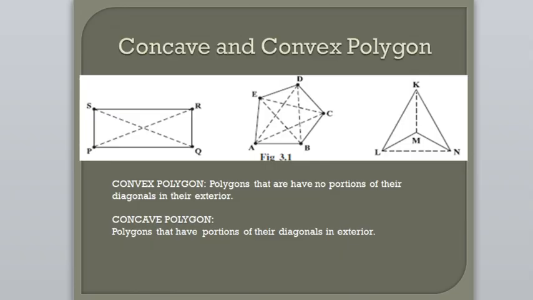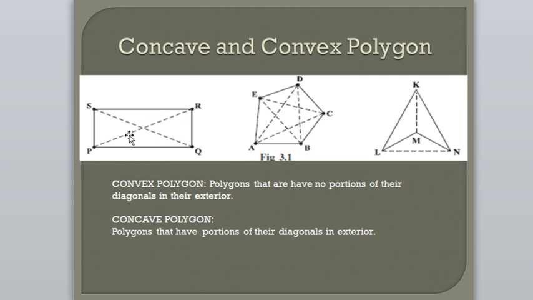Then in an earlier video I got a question from a student who hadn't understood what a concave and convex polygon is. So again I am going to explain what a concave and convex polygon is. Here it is given, convex polygon: polygons that have no portion of their diagonal in their exterior are called convex polygons. It means the polygon has no portion of its diagonal in the exterior.